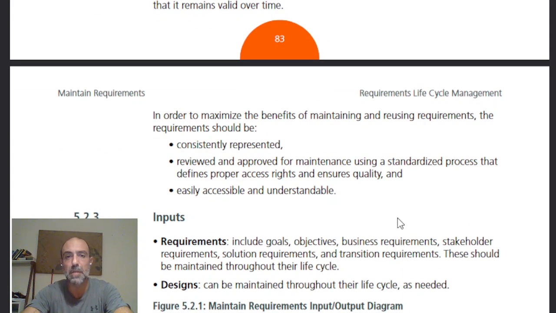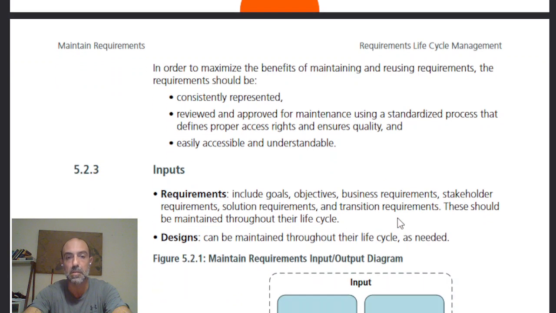So in order to maximize the benefits of maintaining and reusing requirements, the requirements should be consistently represented, as in we look for them every single time we're actually doing something. Reviewed and approved for maintenance using a standardized process that defines proper access rights and ensures quality. Not anyone can revise the requirements. Normally, it's people that are put in charge, maybe higher ups, maybe somebody specific if it's a financial requirement, these kinds of things.